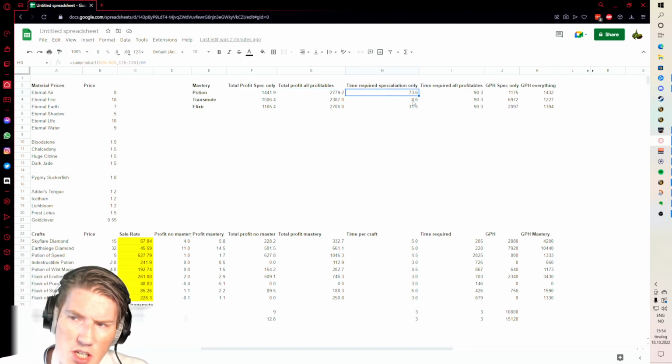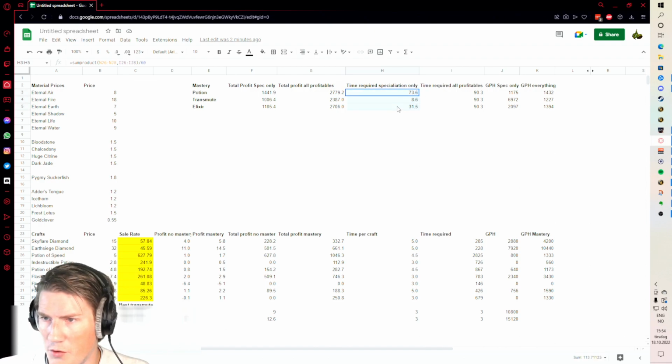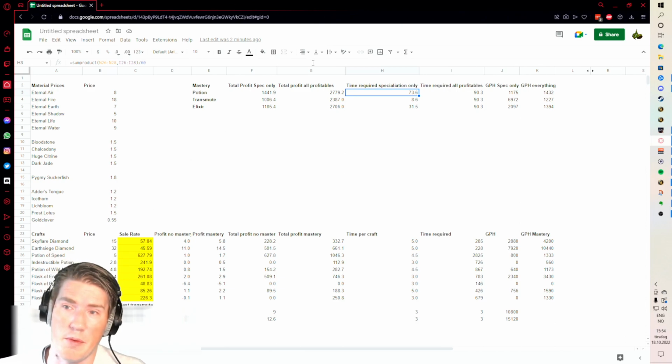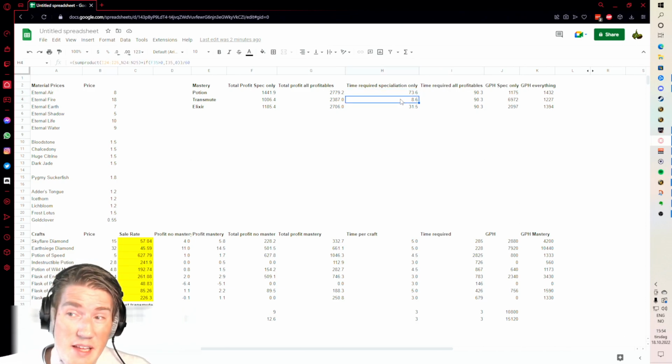And then we have how much time does this take you in minutes? If you just wanted to craft this amount for your specialization only, it's going to take you more than an hour to get this profit with potion mastery. Just crafting time, it does not include actually having to sell 627 potions of speed, which is also going to take a long time. Transmutation mastery, 8 minutes.